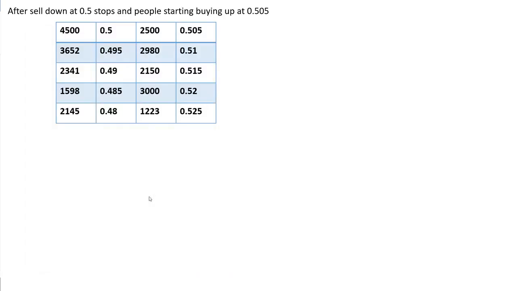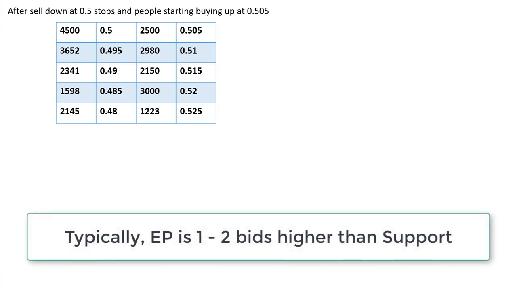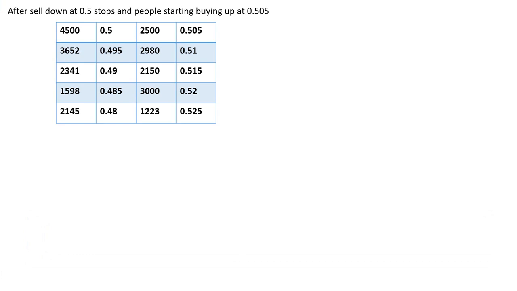Now let's take a look at this example. After the sell down at 50 cents stops and people start buying up at 50.5 cents, now we have made sure that the support is a strong one. We have observed 50 cents was able to sustain in the previous example. Now if it stands strongly and nobody is selling down anymore, we can be prepared to enter at 1 to 2 bits higher than the support price, depending on the situation. For example, if it goes up too fast, then you would have to enter at 2 bits above 50 cents.